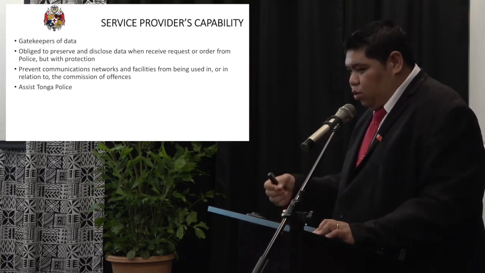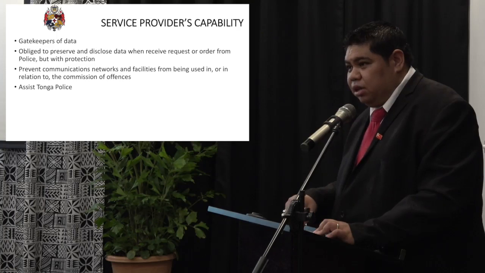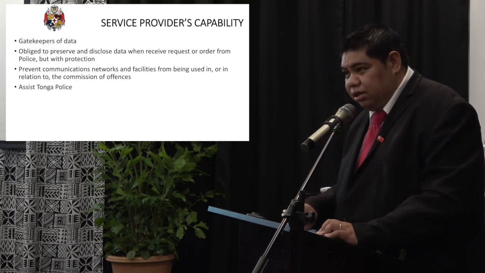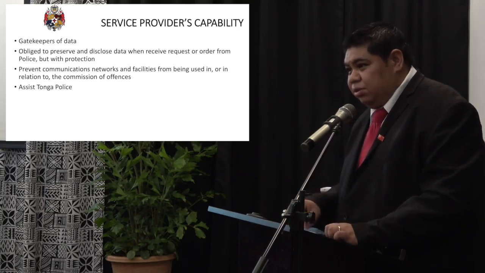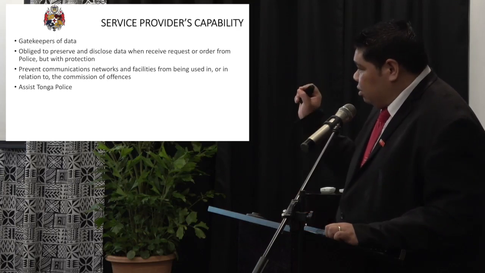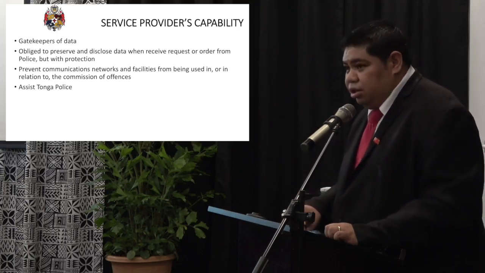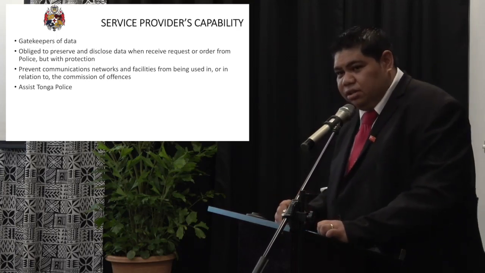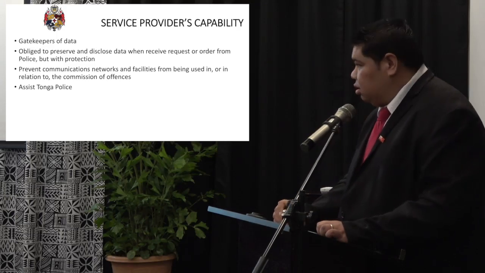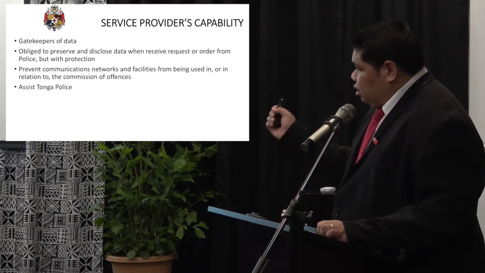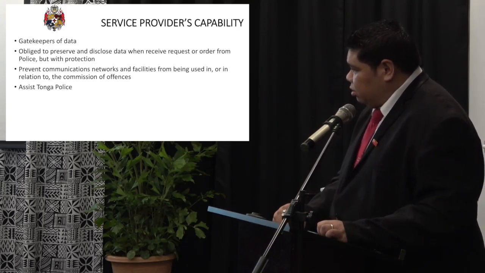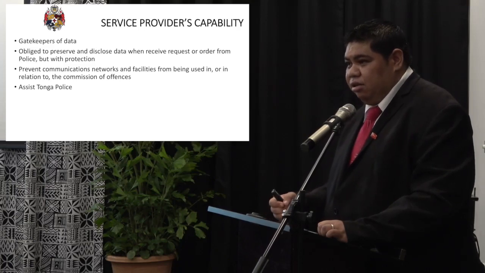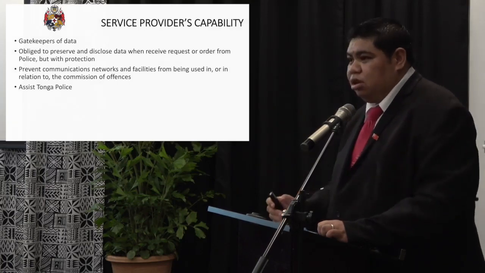So as far as this point is concerned, this means that when a service provider becomes aware, such as this, sorry if I keep mentioning it, but the Christchurch incident. Once Facebook is aware, they have an obligation to ensure that their platform is not being used for the commission of an offense. Also, under this bill, the service providers must assist as best as they can and in a reasonable form to the Tonga police.